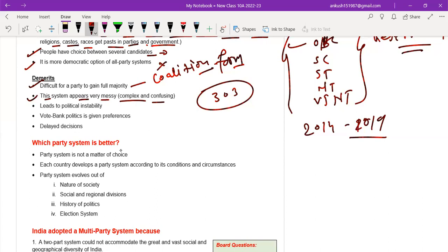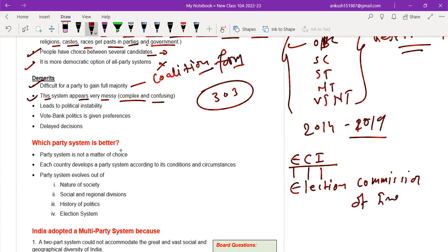So who conducts the election in India? ECI, that is Election Commission of India. This is the office from where all over the country the elections are being held. And it is very confusing for them to conduct a proper, fair and free election.